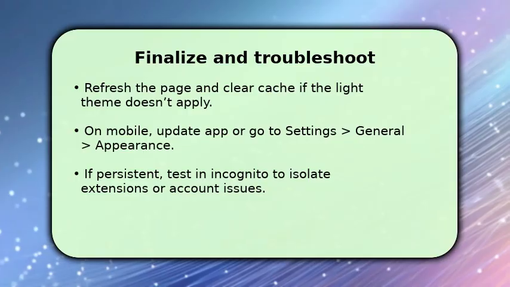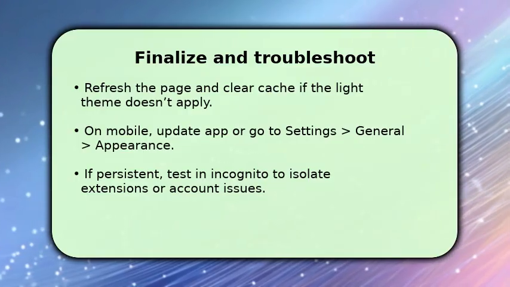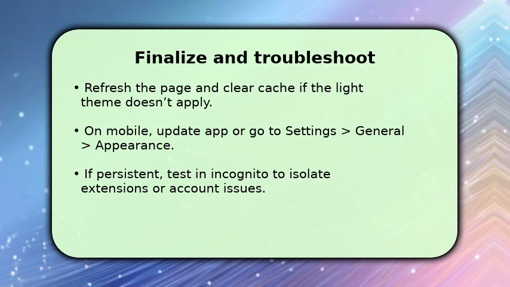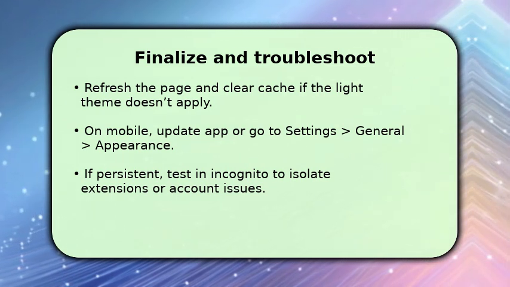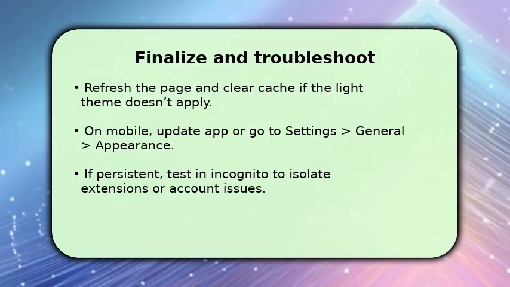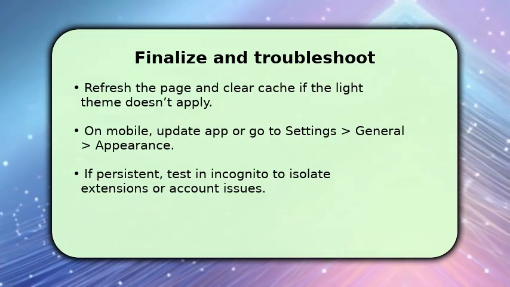You finish by refreshing the page and checking that the light theme is active. If it isn't, clear your browser cache and reload so old CSS isn't stuck. On mobile, open the YouTube app, go to Settings, General, Appearance and choose Light. Update the app if that option is missing.